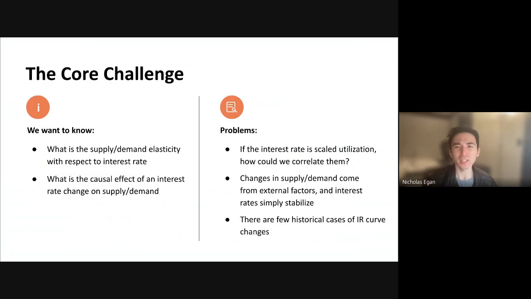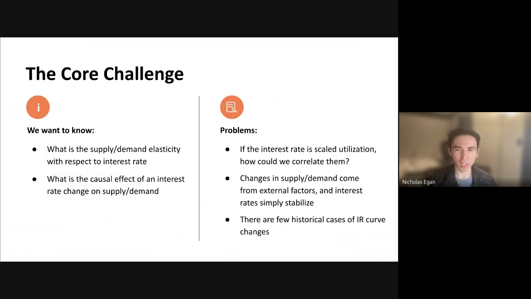Now, the core challenge that we face when optimizing these interest rate curves is that in order to predict how users will respond to interest rate changes, we need to understand how supply and demand elasticity is with respect to the interest rate. Or framed another way, we want to understand the causal effect of an interest rate change on the supply and demand.